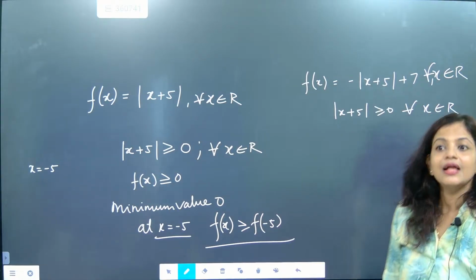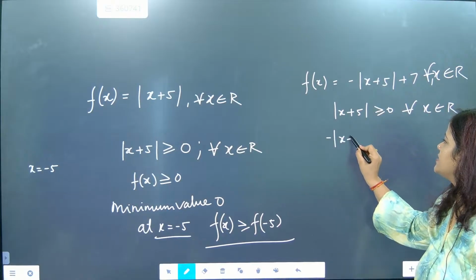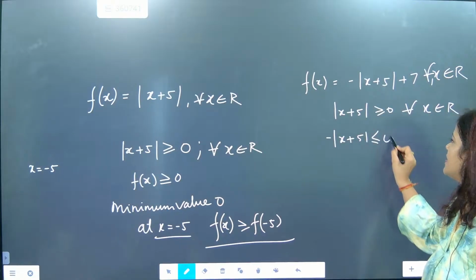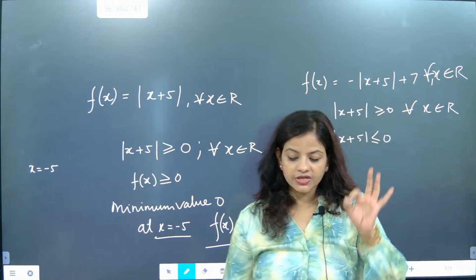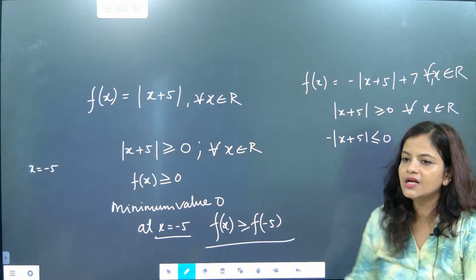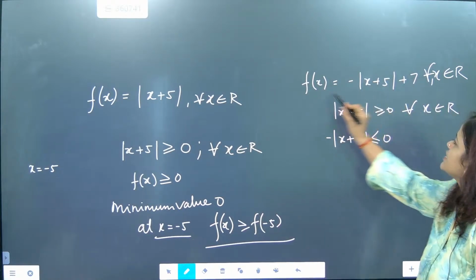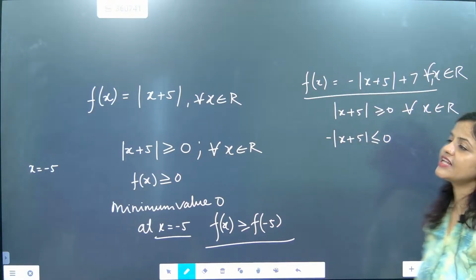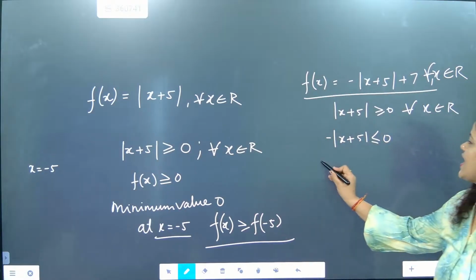Done. Now what is greater? The moment you put minus, it will become less. What was greater, the moment you put minus, now it shows what, beta? Less. And still it is not giving you f of x. Is it giving you f of x? No. We have to add 7. So now we will add 7.